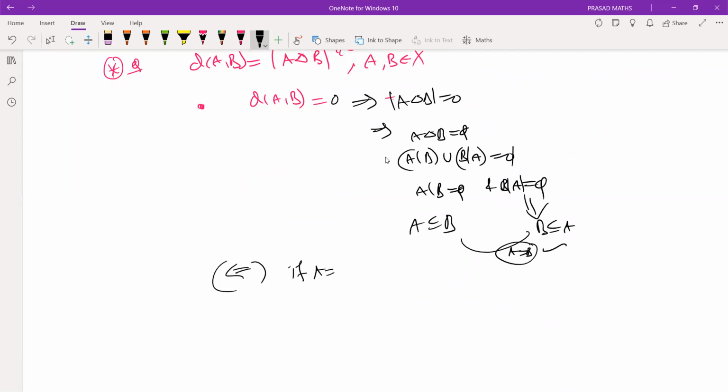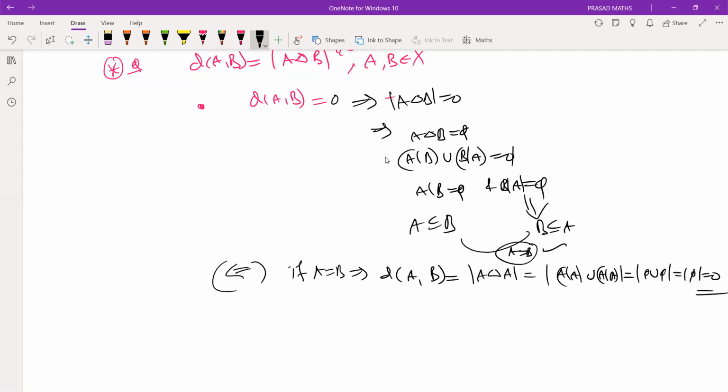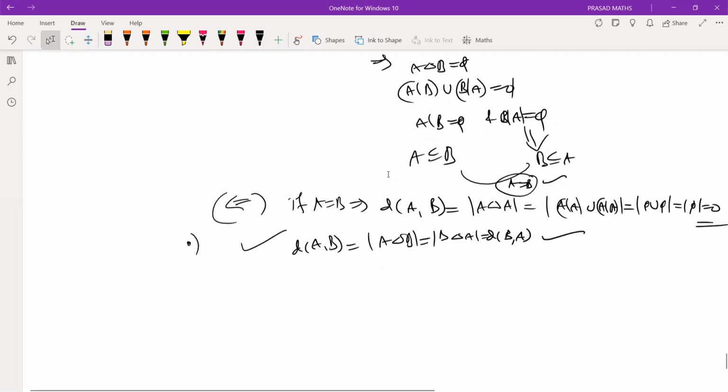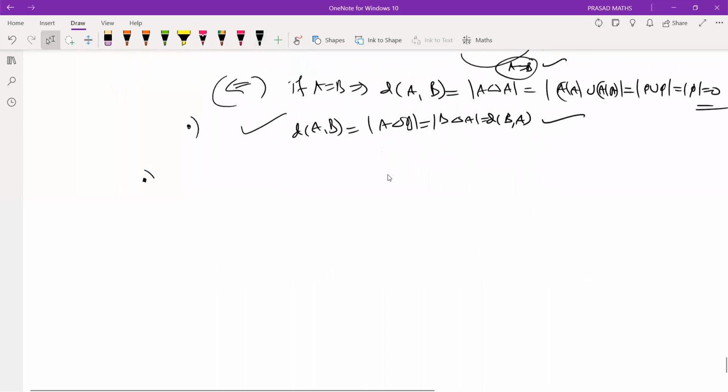If you take A equals B, what is the distance between A and A? It is the cardinality of A minus A union A minus A, that means empty union empty, which is empty, and that is nothing but 0. Therefore, the second property holds. The third property trivially holds, because A delta B is the same as B delta A. So the symmetry property holds.